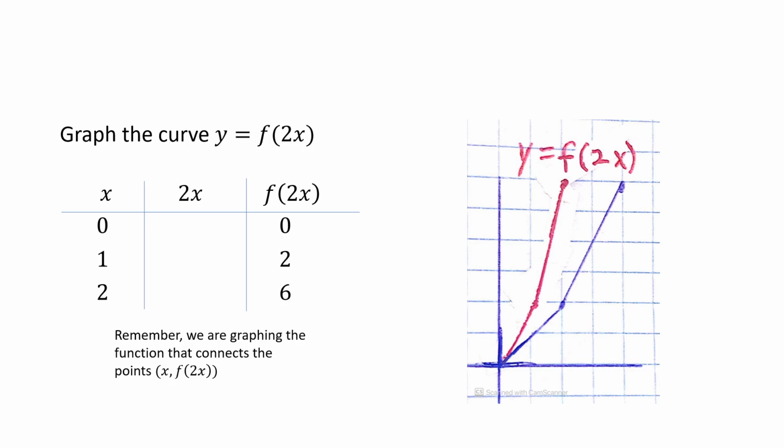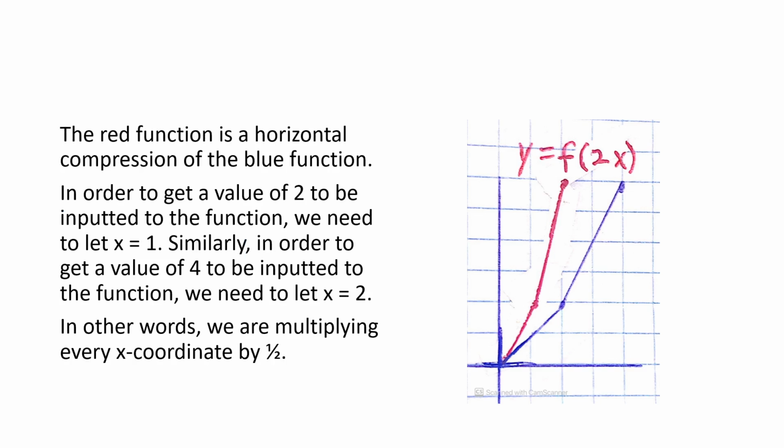And what is the factor? Well, when we say compressed horizontally, we're talking about x coordinates because x coordinates are horizontal coordinates. And so when we say the factor, we're going to say, what did we multiply every x coordinate by? So keep that in mind while we have this brief discussion.